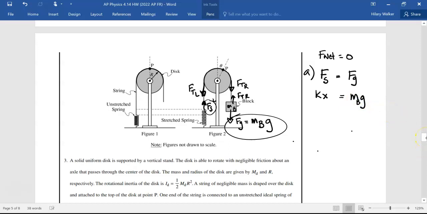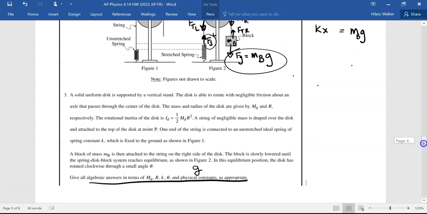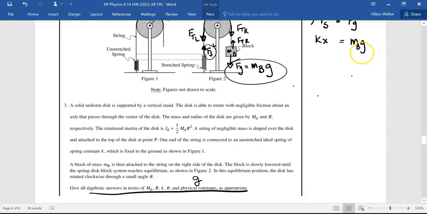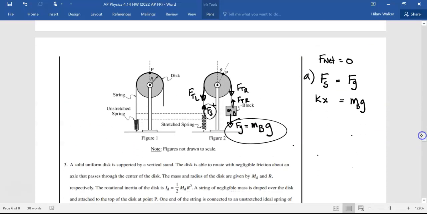Let's see what's allowed in our final answer. If you get this far, you're in a pretty good spot, but we just need a little more. We're allowed to have g, that's a physical constant. We want to find mb. K is allowed in our final answer. We just have to find x. Okay, this is a tricky one.